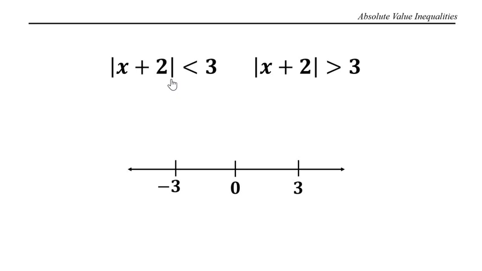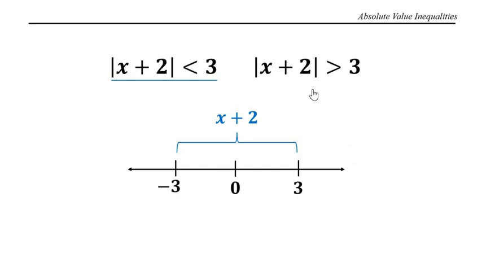Now, when it comes to absolute values, we need to think of it as distance on a number line. So when you have the absolute value of x plus 2 is less than 3, you got to think about 3 as a distance. So that distance can either be going negative or it can be going positive. And so if we were to graph this on a number line, the absolute value of x plus 2 less than 3 would fall inside of negative 3 and positive 3, like so.